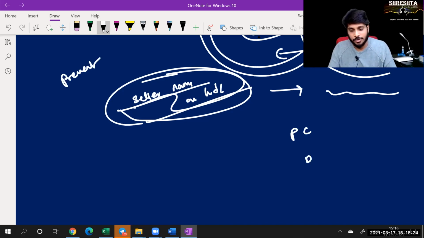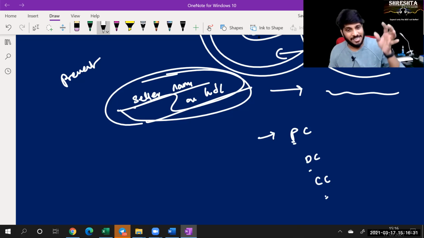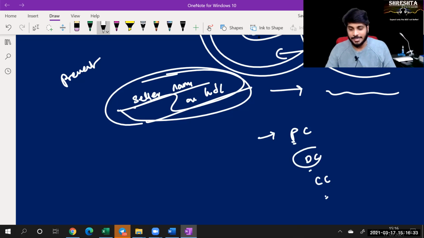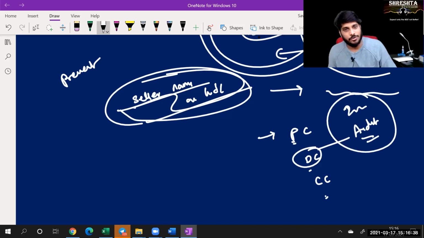The controls are again so many. There are preventive controls, detective controls, corrective controls: controls which prevent frauds, controls which detect fraud, controls which correct the fraud. Audit is a detective control, internal audit is a detective control. So that's about the importance of a control.